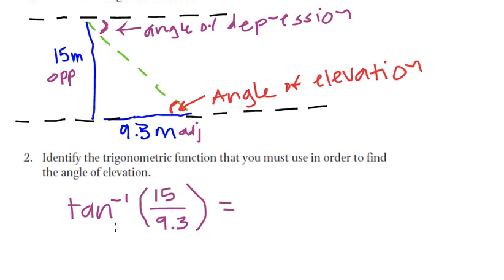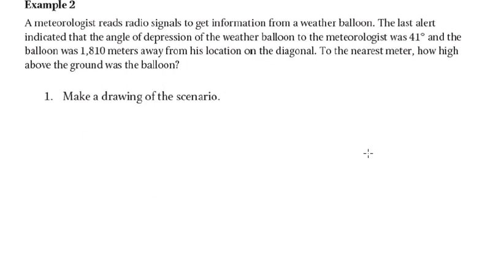So when we find the arc tangent of this ratio here, we get that the angle of elevation must have been 58.2 degrees. All right, so hopefully that makes sense, and that is what the angle of elevation is. And again, which function you use will depend on what information you're given. So we're going to go ahead and look at number 2 now, where we're going to have to draw another image here.